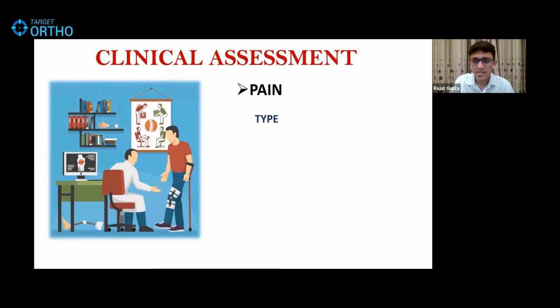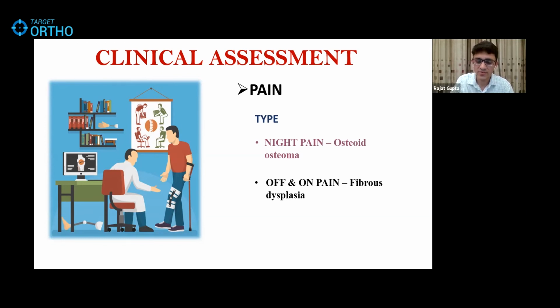And second is the type of the pain. As we all know, typical night pain is the sine qua non of osteoid osteoma. But if a patient presents to us with typical on and off pain, it could be because of fibrous dysplasia. The typical history is that I have some pain which is there for 10-15 days, then I take rest, it goes, then I do unaccustomed activities, maybe I run or do something, and again this pain flares up, and so on. So these kinds of patients with fibrous dysplasia can have a waxing and waning kind of pain which lingers on for months to years depending on the time when the patient presents to you.